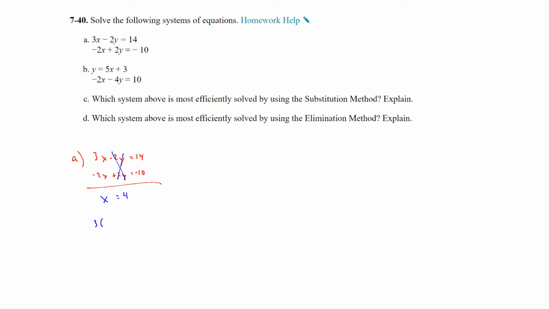We can then take x equals 4 and plug that back into one of the two original equations and solve from there. 12 minus 2y equals 14. Subtract the 12 to get 2. Divide by negative 2. y is equal to negative 1. So our solution is 4, negative 1.